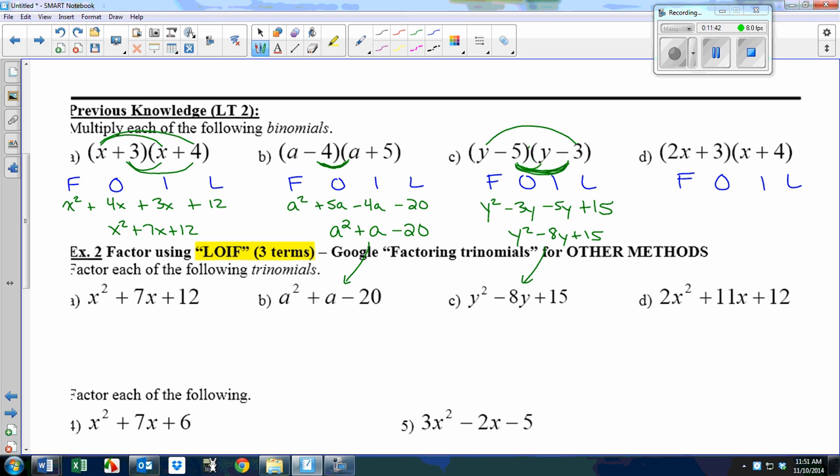Last one. F. 2x squared, which just changes everything. The fact that F is 2x squared changes everything about LOI. Okay, anyways. O, 8x positive, good. I, 3x, and L. Perfect. Middle terms become 11x. And again, we're going to factor that in just a second.